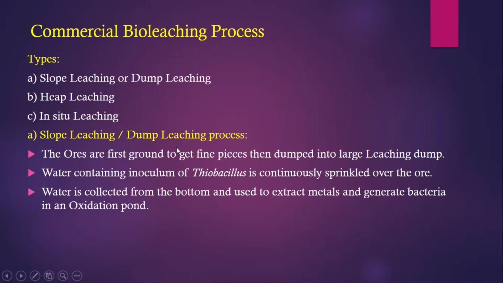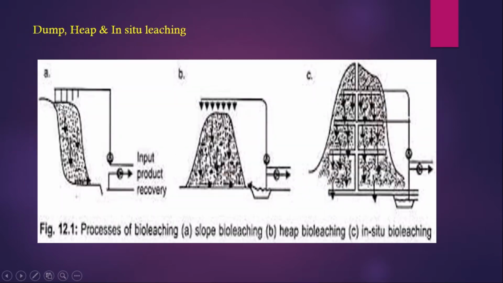Slope leaching is also known as dump leaching. In this slope leaching process, the ore is made into fine powder and then this fine powder is kept in a large slope shaped dump, as you see in this picture. The water containing Thiobacillus inoculum is sprayed over the ore and then it is drained and gathered at the bottom and then it is processed for metal recovery.